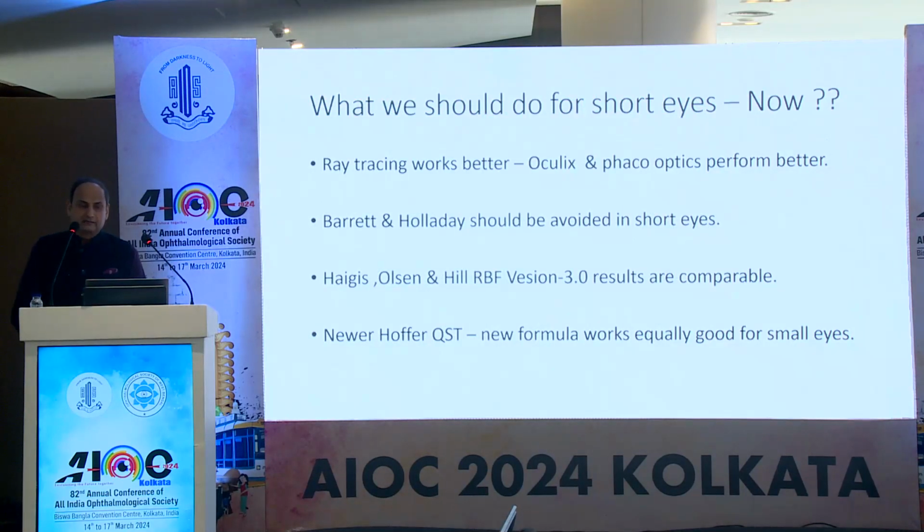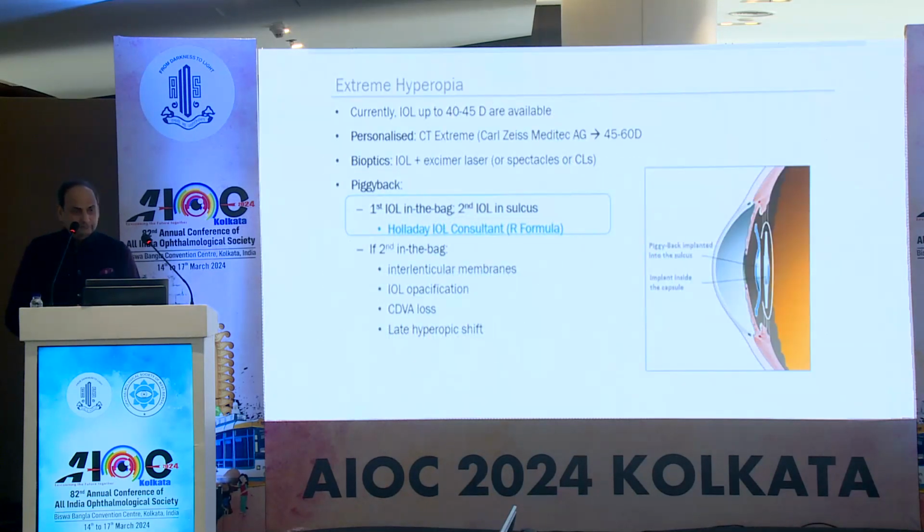What should we do for short eyes now? Well, ray tracing works better, and Okulix and PhacoOptics are the formulas which should be used. Barrett and Holladay should be avoided in short eyes. Haigis, Olsen and Hill RBF version 3.0 results are comparable. And the newer Hoffer QST, a newer formula, works equally well for small eyes.